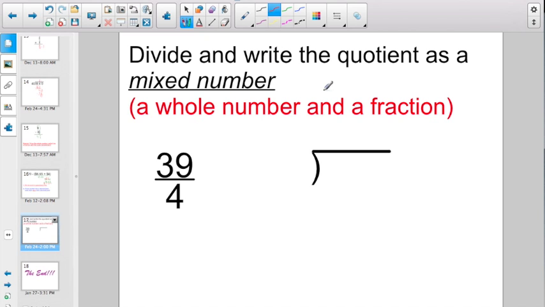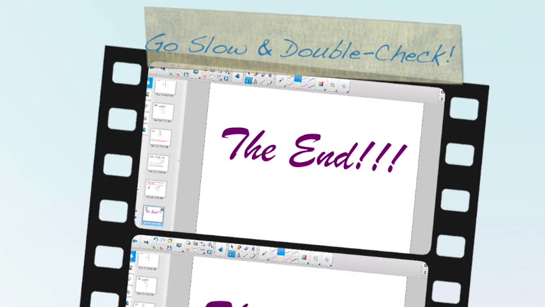Last one, divide and write the quotient as a mixed number. Remember, a mixed number is a whole number and a fraction. There will not be a remainder. So I put 39 for my dividend. I'm going to put 4 for my divisor. 4 times what gets me close to 39? Sounds like 9. Multiply it back for 36. And go ahead and subtract it for 3. The remainder is your numerator of your fraction. Your divisor is the denominator, 9 and 3/4, right?